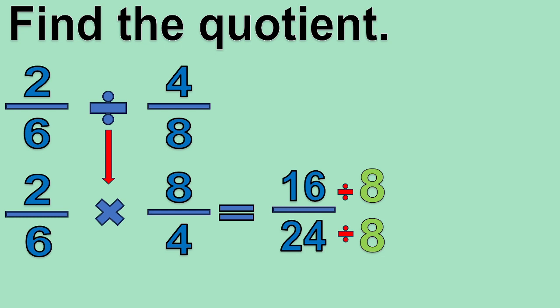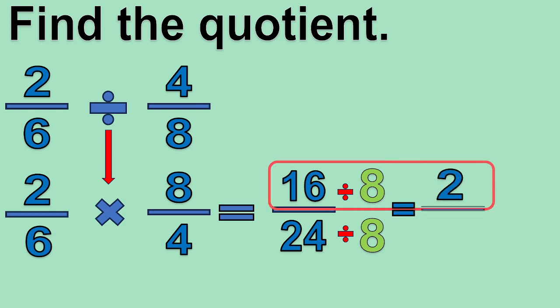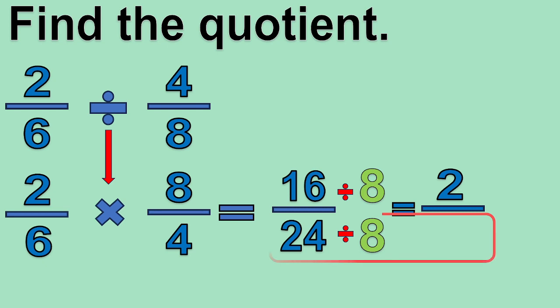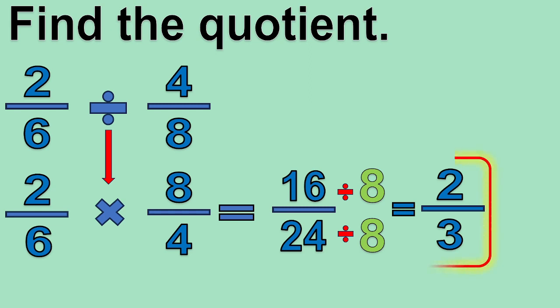Now, 16 divided by 8 equals 2. And 24 divided by 8 equals 3. So our final answer is 2/3.